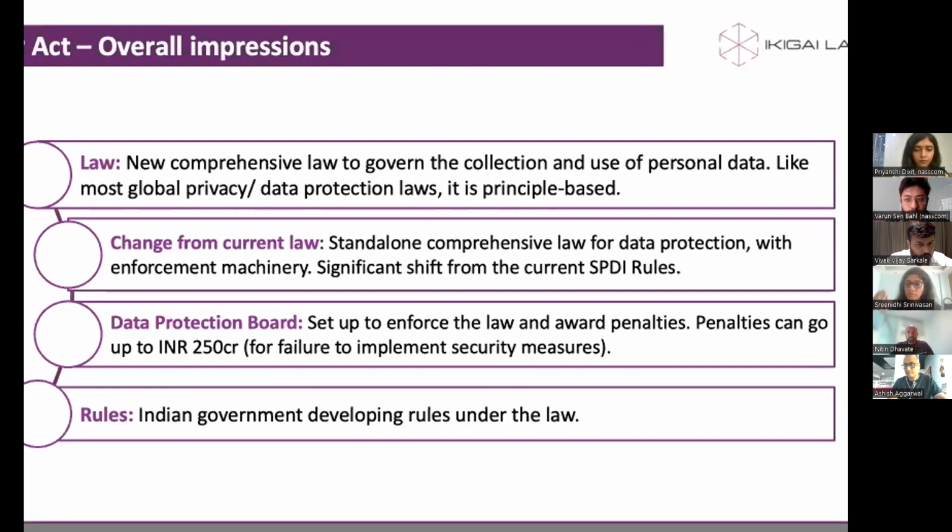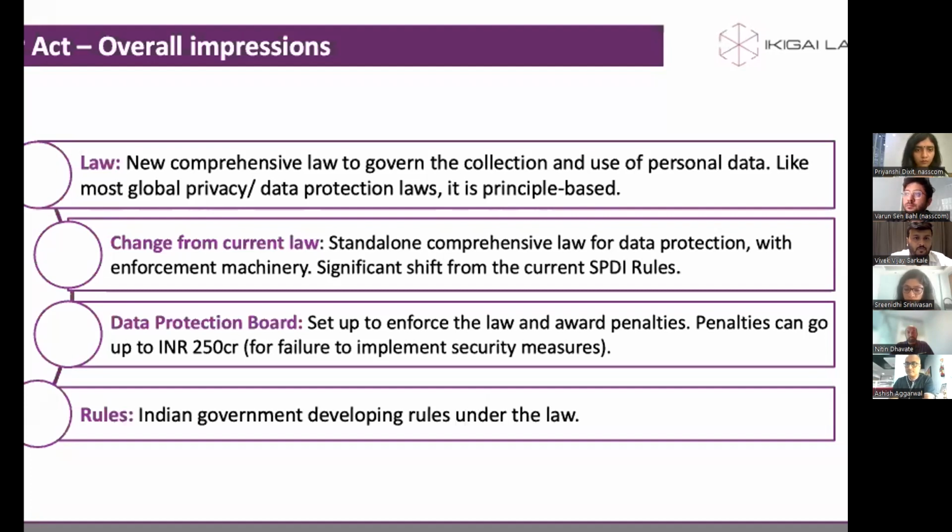And there are a bunch of implementation details that will be developed and which are expected to come through from the government in the form of rule making. Now, these rules will set out, for instance, what a notice should look like, and how you should communicate with individuals whose data you've already collected under the old regime. So for a lot of these implementation details, we're still waiting for rules to come out.